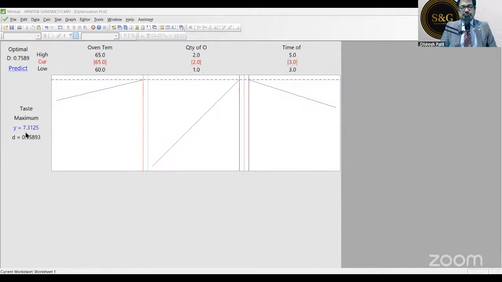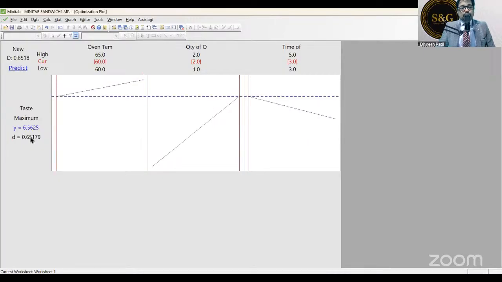Just write this down, 7.31. This is the highest test which the optimized setting is giving us. Now I'm just changing the oven temperature. You can see this red line, right? Now this red line is set at 65. If I take it to 60, let's see what is the change in the test. If I drag it to 60 here, you can see the test has been reduced to 6.5. From the 7.3 average test, it has reduced to 6.5.